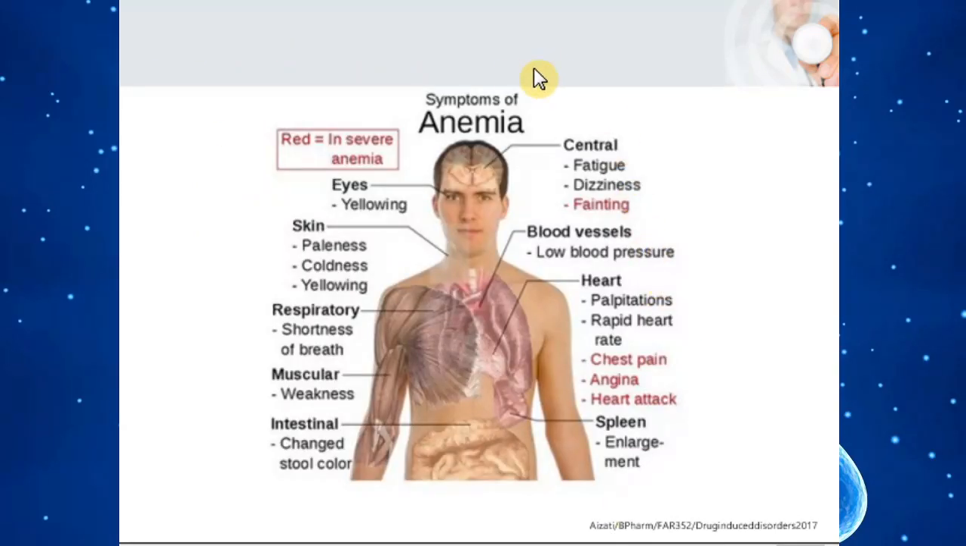So these are the symptoms of anemia. We can see that the red ones are when the patient is having severe anemia. So the patient might be pale, having shortness of breath, muscular weakness, generally fatigue, and dizziness, and they can also faint if the anemia is severe, and they might also have palpitation or rapid heart rate, and in severe cases, they might have angina or heart attack.